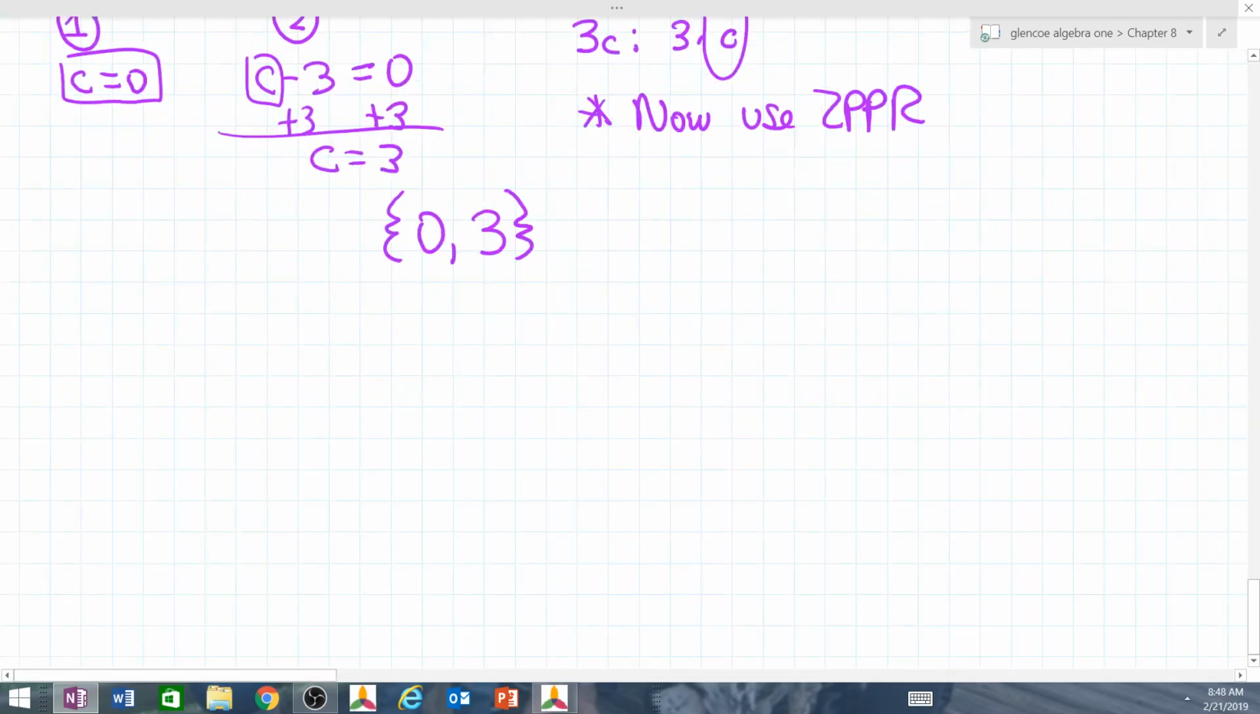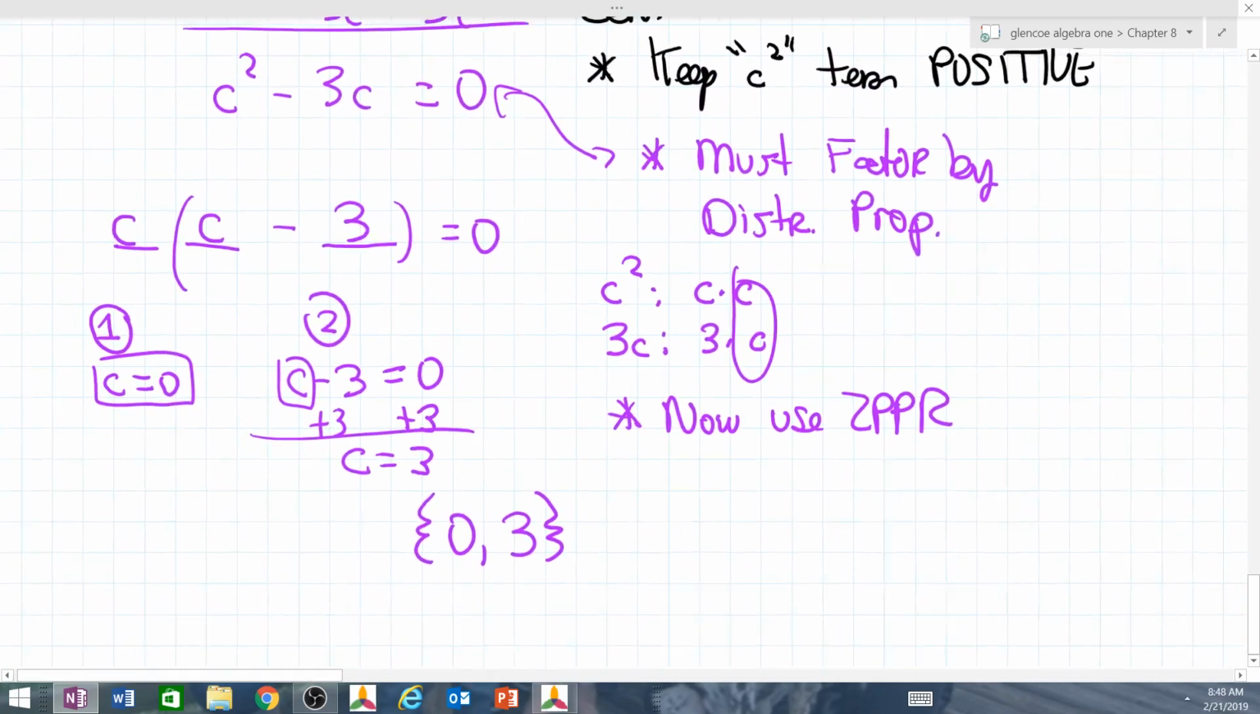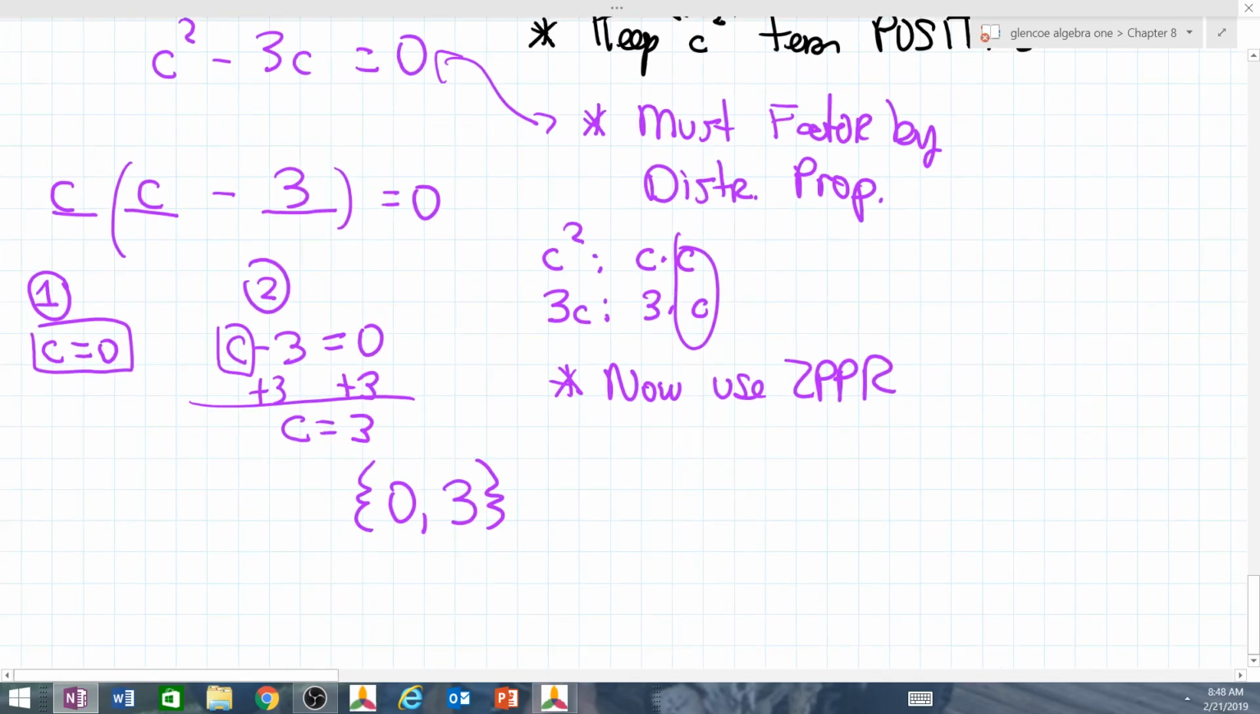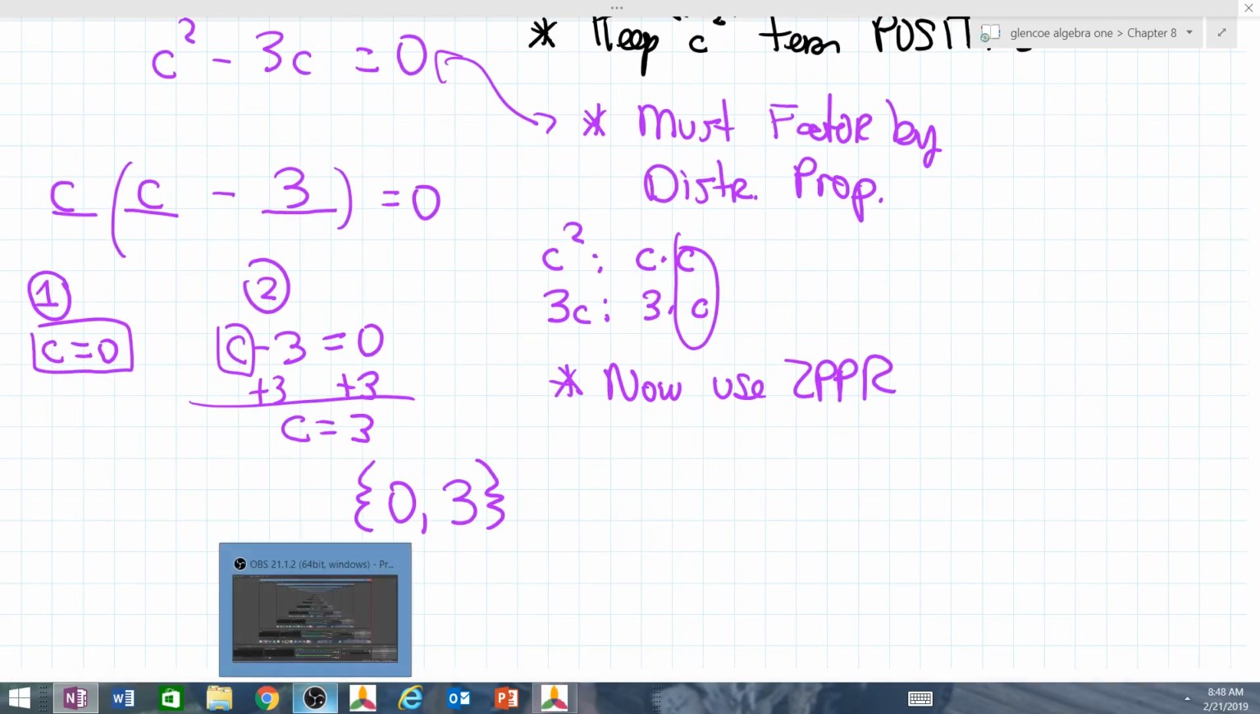Well, this concludes our lesson for today. I am going to go over the zero product property rule again tomorrow, as well as introduce to you factoring by grouping. Thank you for listening, and have a great day.